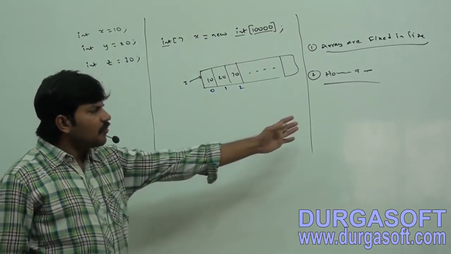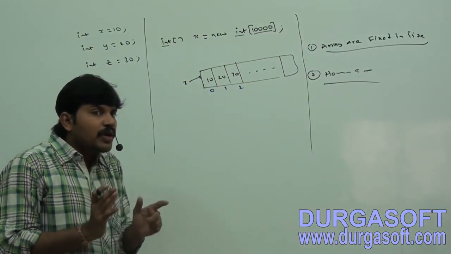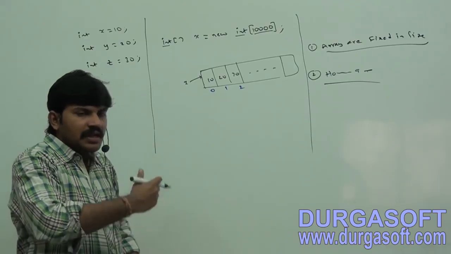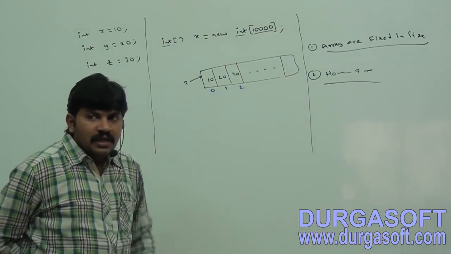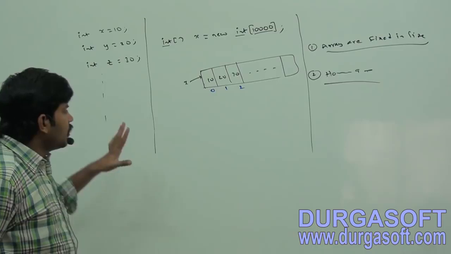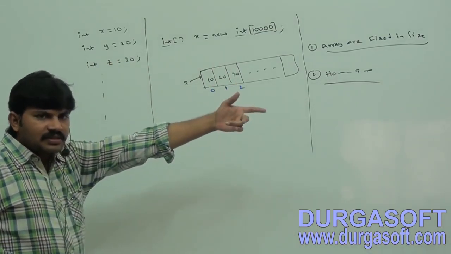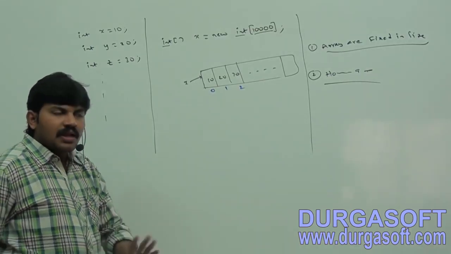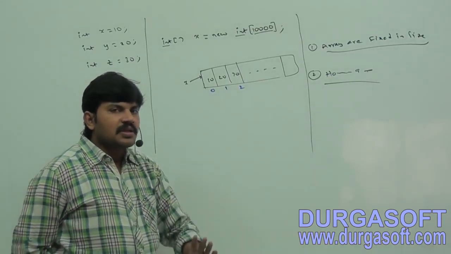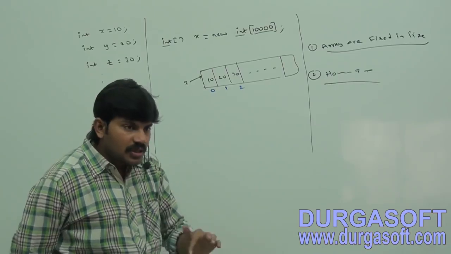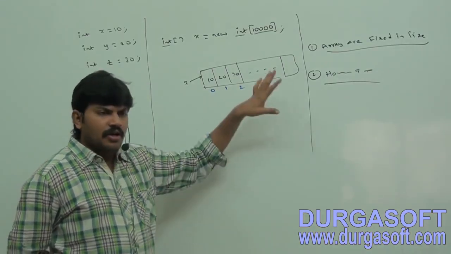There are some more problems. To overcome these problems, next level we should go for which concept? Collections concept. Individual variable approach, arrays approach, and the next level is the collections concept. Collections are not fixed in size. Collections can accept both homogeneous and heterogeneous elements. Are you able to understand?